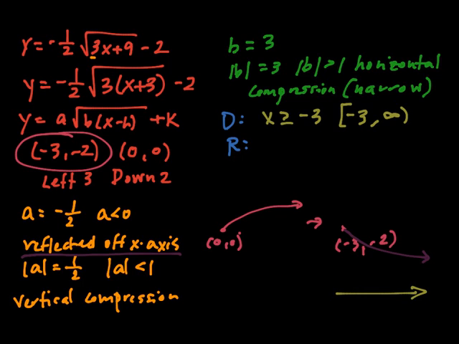The range changed, so let's look at the range. That is y is now less than or equal to -2. So it starts at negative infinity, because we write the bottom first in the interval notation, and then it goes to -2.